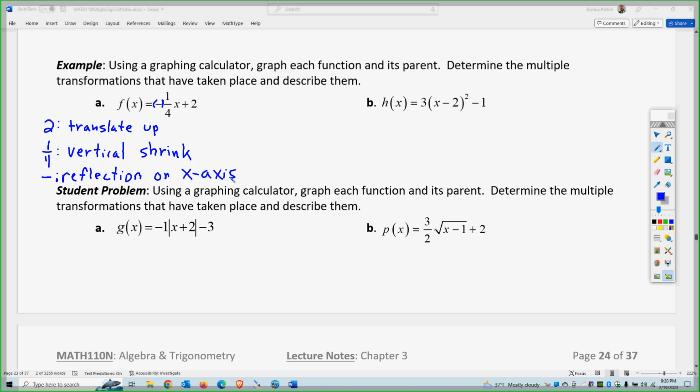Okay, so the next one does have a grouping symbol, so you do have an inside, so it does affect the x, right? So the -2 is a translation right, okay, because it's always counterintuitive on the inside. Whenever you have a grouping symbol, it's the opposite of what you think. So minus is right and plus is left. Okay, so the -1 is a translation down.